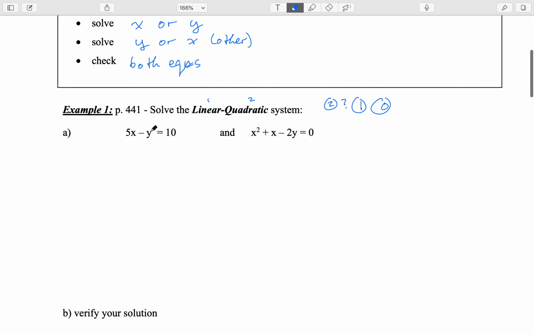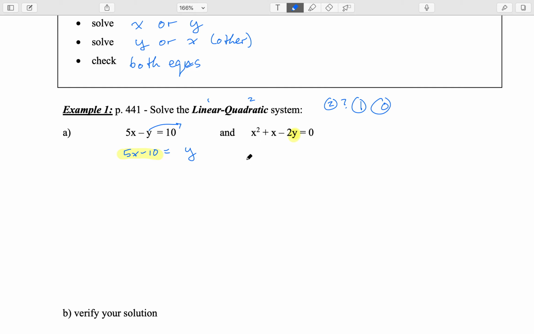And you know what? Simply move the y over to the other side. You get positive y minus 10 is equal to 5x minus 10. So I've isolated y is equal to 5x minus 10. I'm going to plug that in over here. It's got to plug into the other equation. Okay, so that's going to plug in over here.